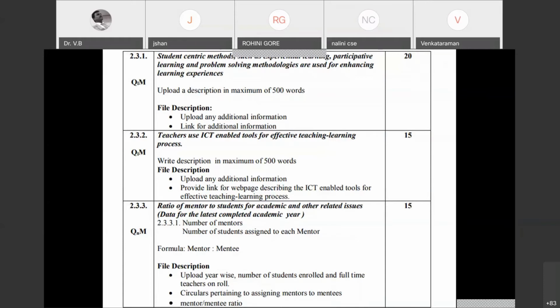Can we consider NPTEL lectures? Definitely you can consider NPTEL lectures. Very much, it definitely comes under ICT enabled tools.